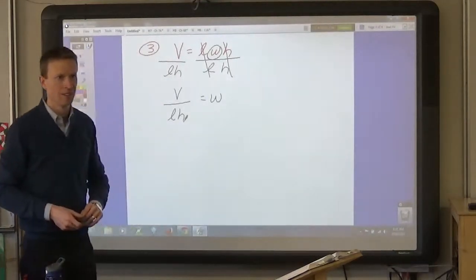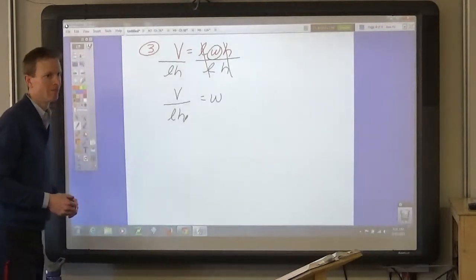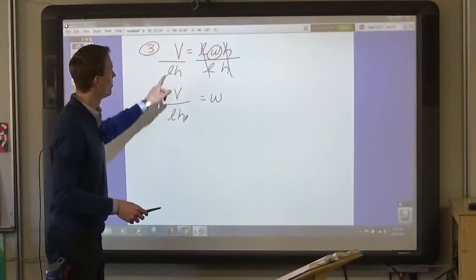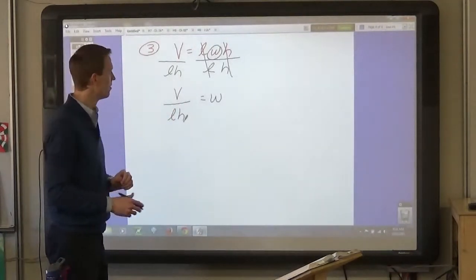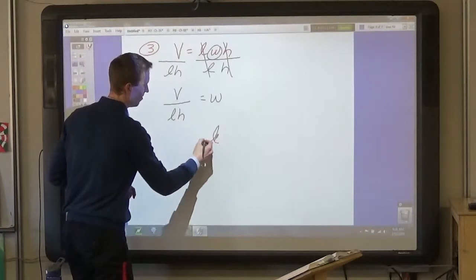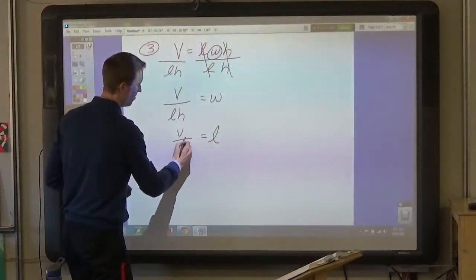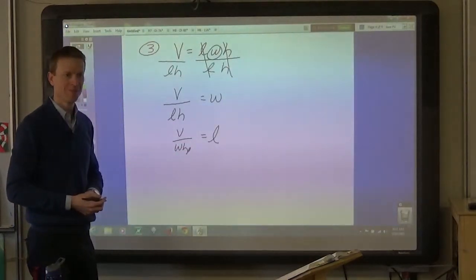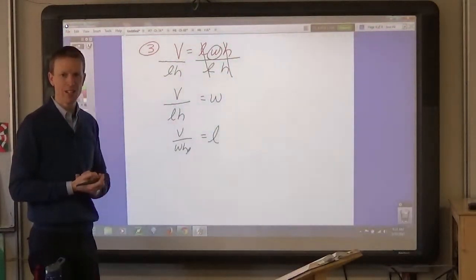Okay. Michael, if the length was the missing thing, what would the formula be? The volume divided by W. Divided by W. Yes. And if the height was missing, what would the formula be? Volume divided by LW. Right? Once you understand simplifying, then you can transform it any way that you need to on anything.